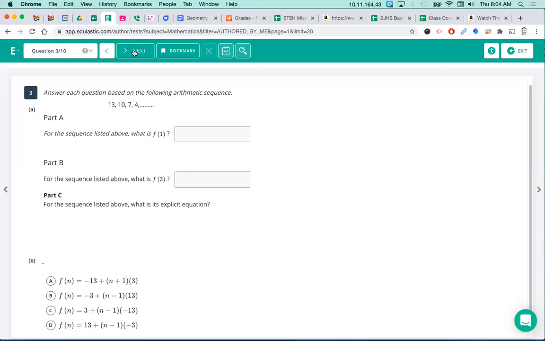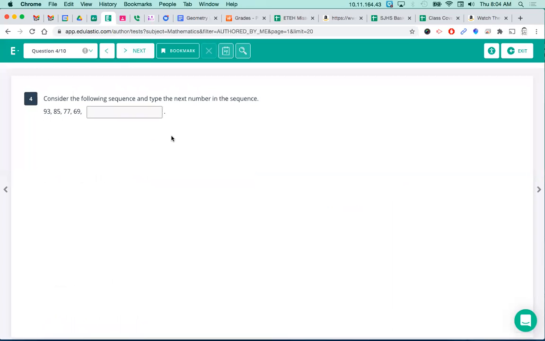Number 4. Consider the following sequence and type the next number in the sequence.